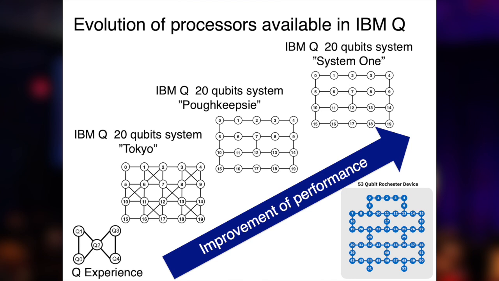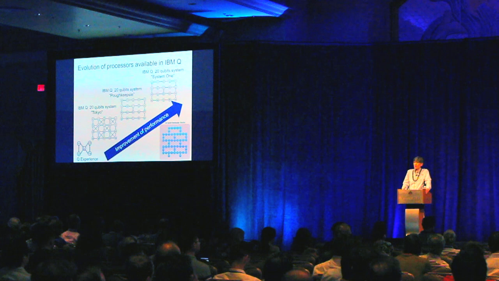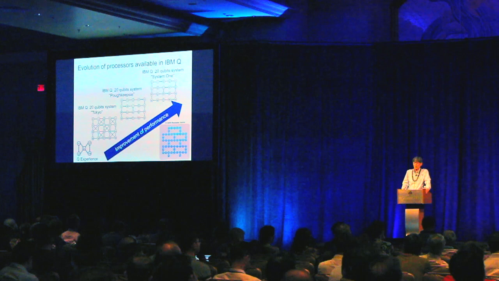emergence of IBM Q 20, same 20 qubit machine, but a better machine called Poughkeepsie. And again, in a month or two, we see emergence of an even better computer called System 1. It's been an amazing experience. We can witness the advancement of quantum computing in real time. And now we have access to 53 qubit so-called Rochester devices.